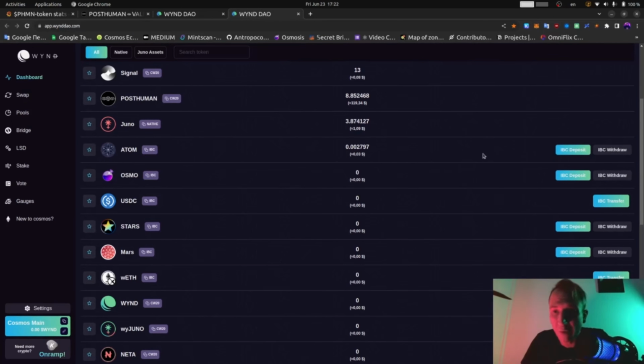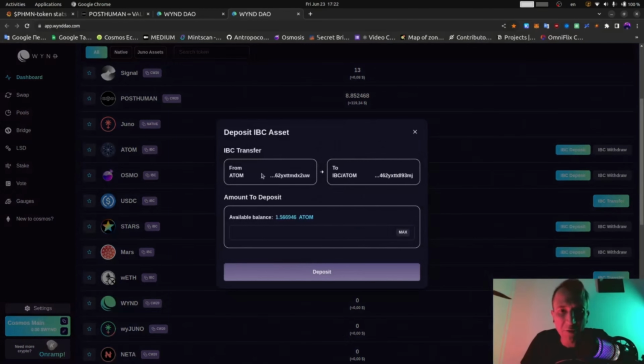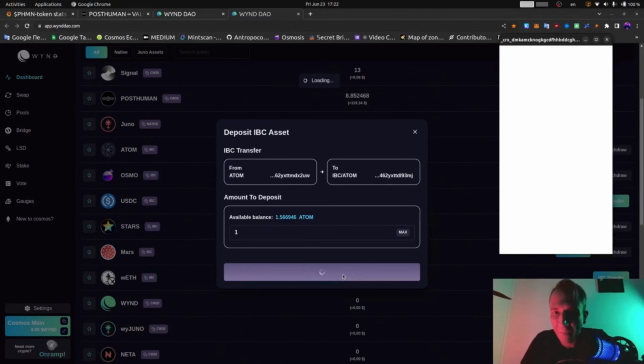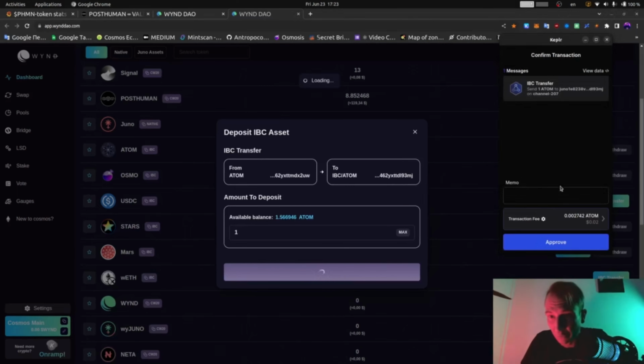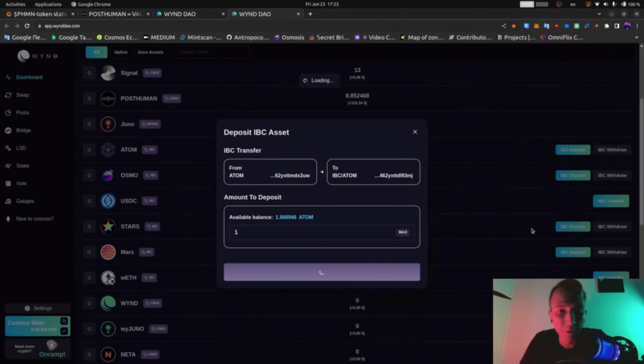It's very easy to make this IBC transfer because you just need to click on IBC deposit. It will see your Cosmos address, your Juno address, and your available balance. You just need to enter a number. For example, let's deposit one Atom, click on deposit. After that we see Keplr showing us a transaction. Do you want to make this transaction from Cosmos to Juno? Approve. We wait for several seconds.